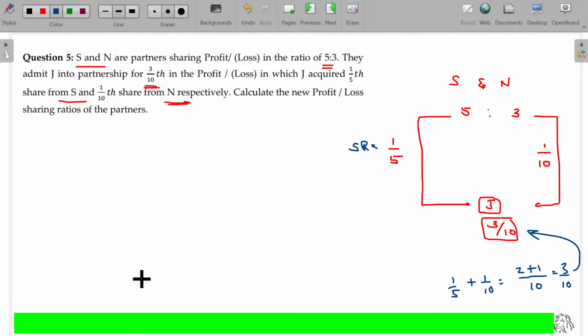These two concepts only most of the students getting confused. So incoming partner's ratio is given. How he gets it from the old partners is also given. But how he gets from the old partners, there is a ratio. If these two ratios are summed up, if the summed up value is equal to 1 or new partner's ratio. Clear?